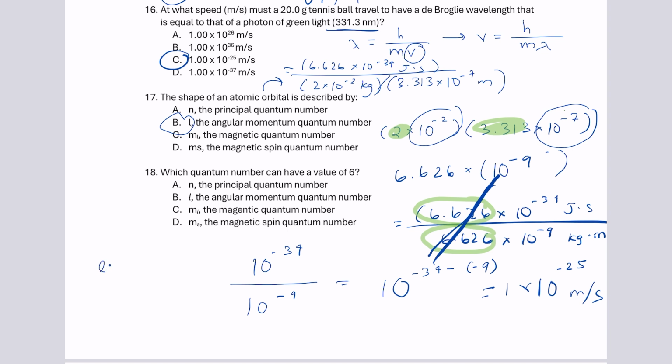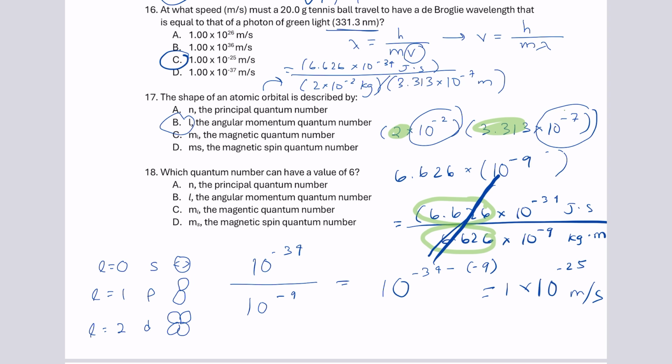So when l is equal to 0, we have our s subshell, which is spherical. When l is equal to 1, we have our p subshell, and they have a dumbbell shape. When l is equal to 2, we have our d subshell, and they have clover leaf-like structures. And when l is equal to 3, we have our f subshell. They have much more complex, multi-lobed structures. So the correct answer here is B.